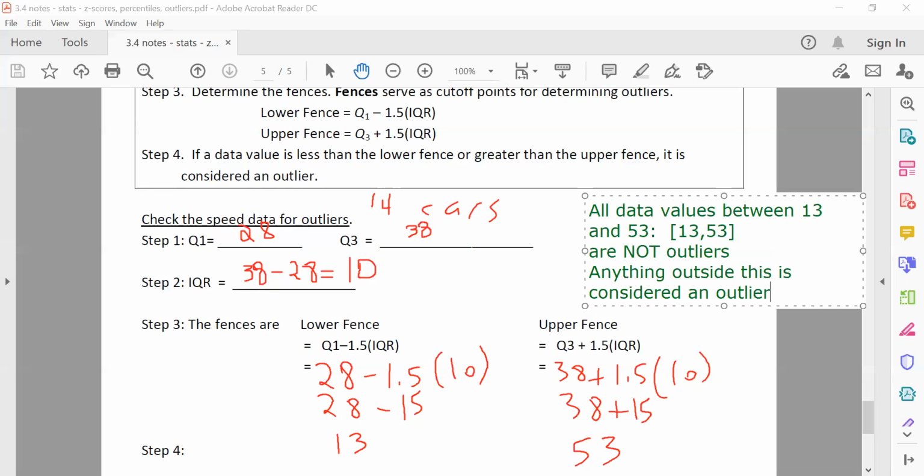Or is this a legitimate recording? Is this a legitimate data value we recorded? And there's nothing you can do about it. It's just part of the data set and it's valid. So that's what that means.